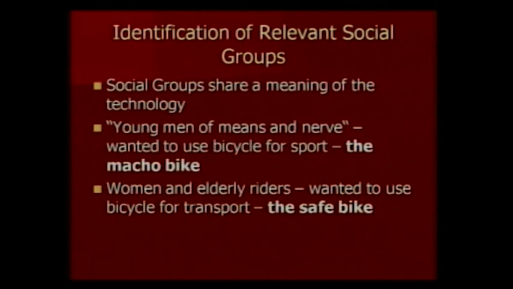One group were young men of means and nerve. The reason you had to have nerve was to ride those very high bikes. And they wanted to use this bicycle for sport. You can even think about this as the macho bike. Remember, we're talking about a period before you have paved roads, so roads are very uneven. You're on this high penny farthing bicycle, and it's very easy to fall off it. In fact, they had a special name for it.